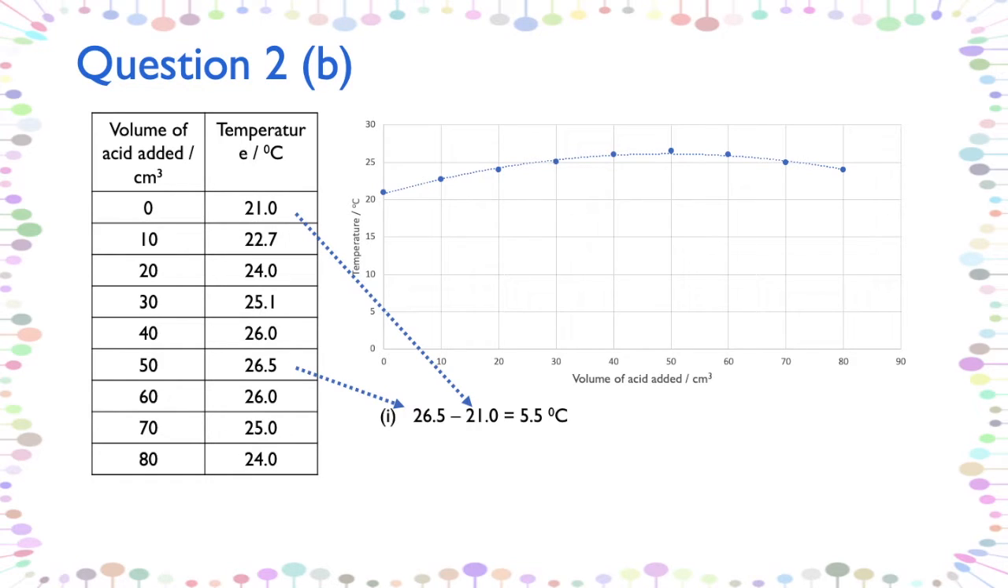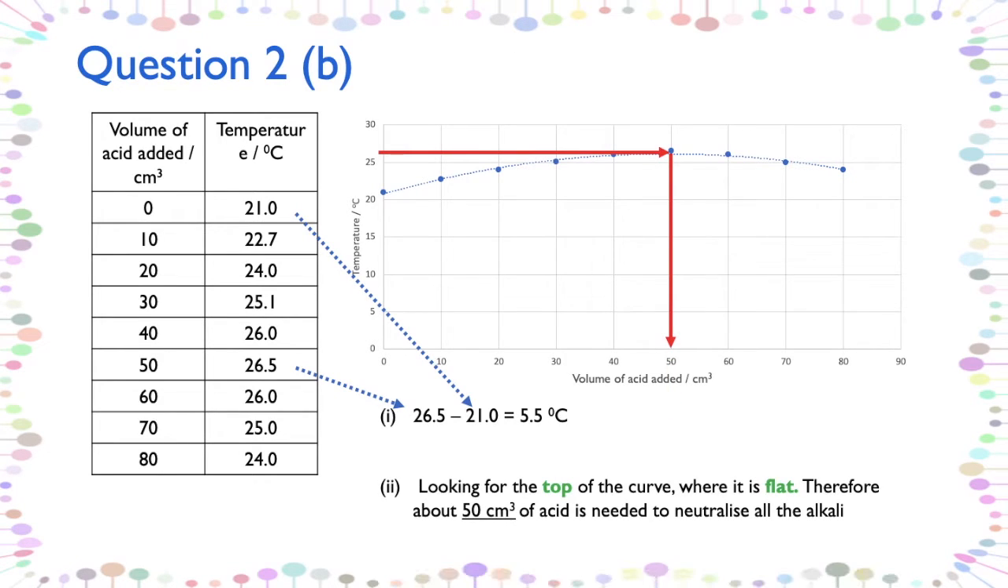And from part two, you'll need to find the volume of acid added to neutralise all the alkali. So from the graph here, we have to find the place where the curve is flat, so where it's not going up, it's not going down. As you can see our arrow here going across, it goes flat, then goes down, and you can see that the amount of acid added was about 50 centimetres cubed, but there's a bit of leeway depending on the graph you've drawn.